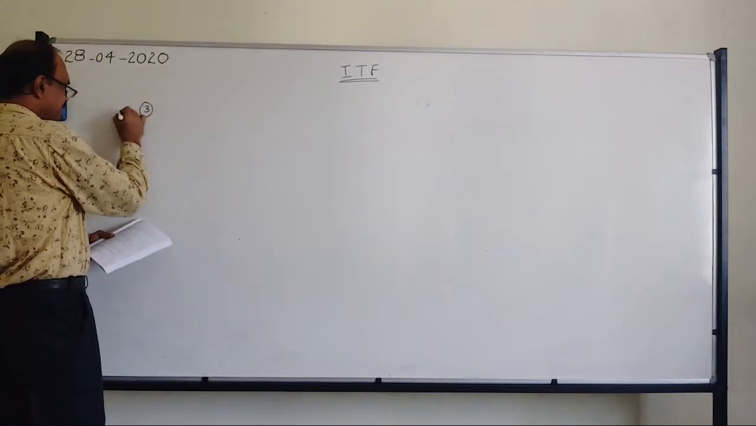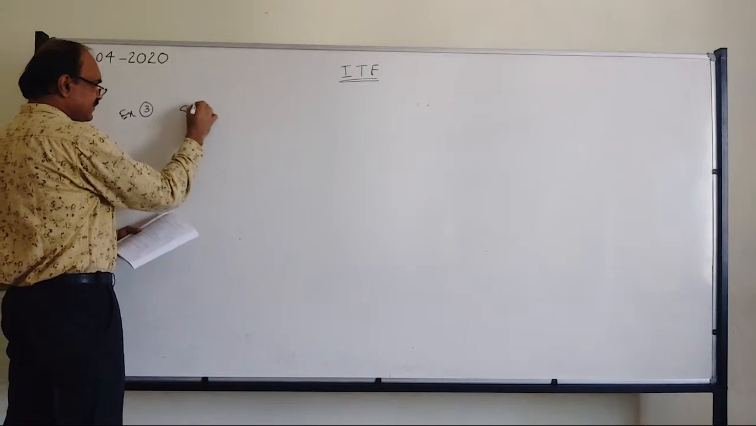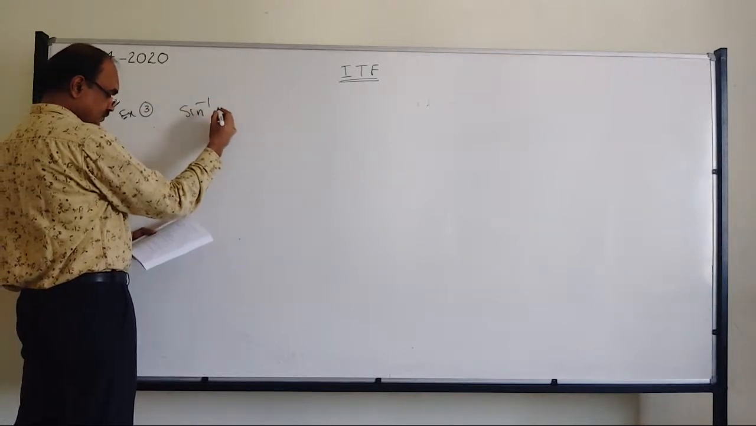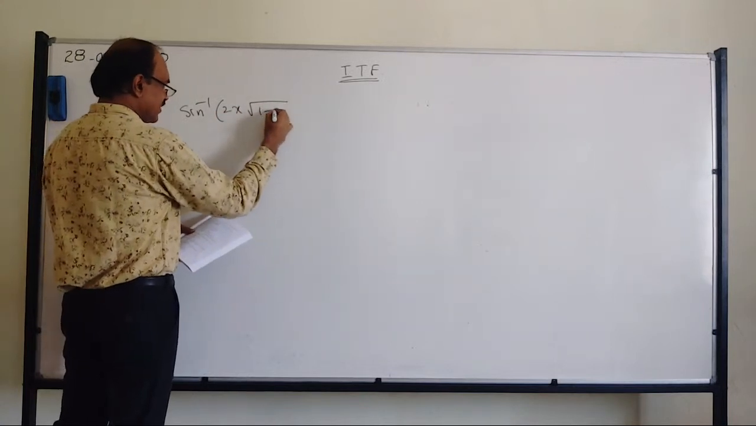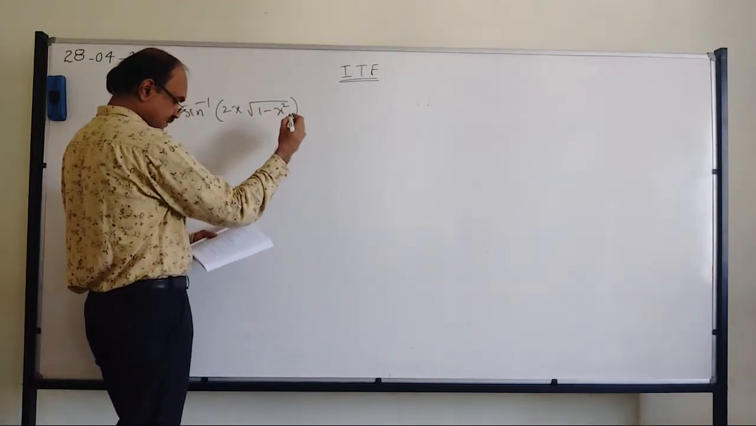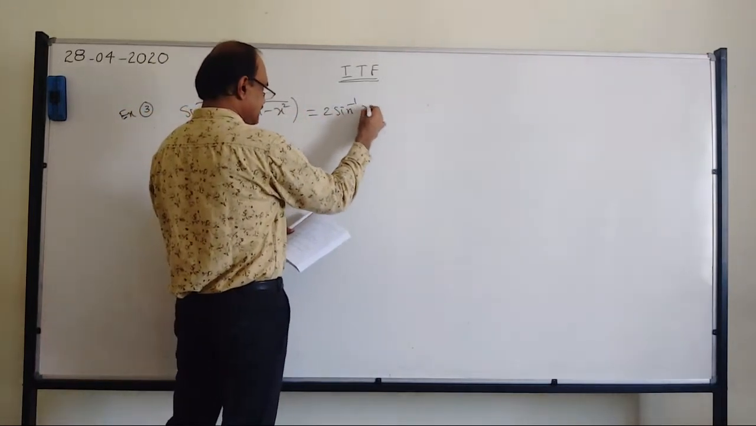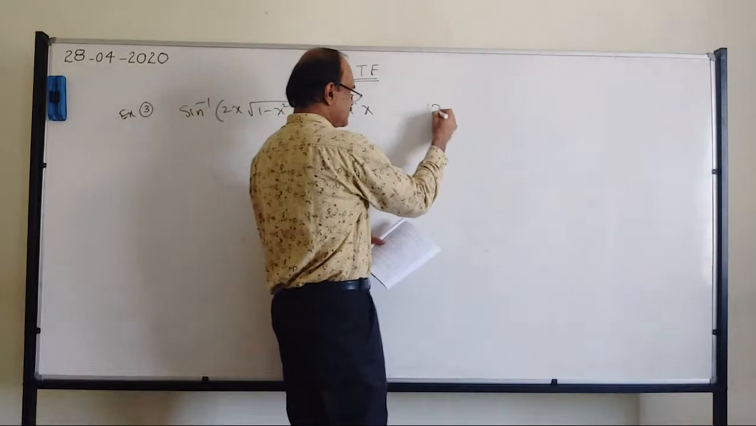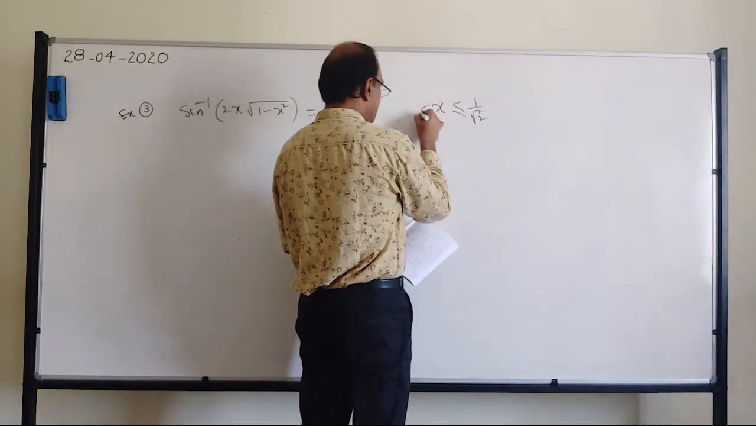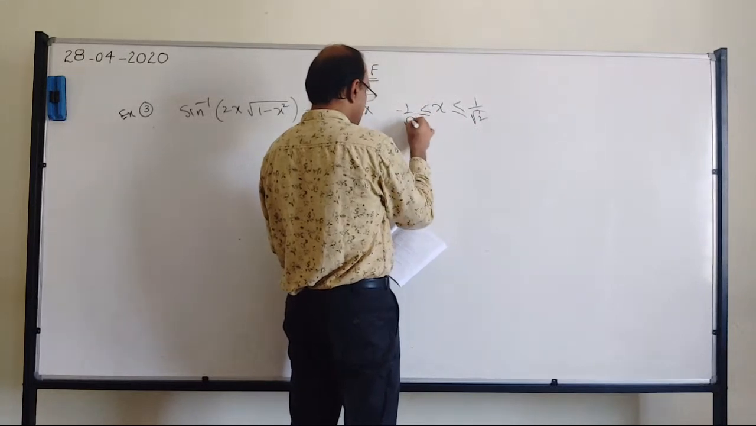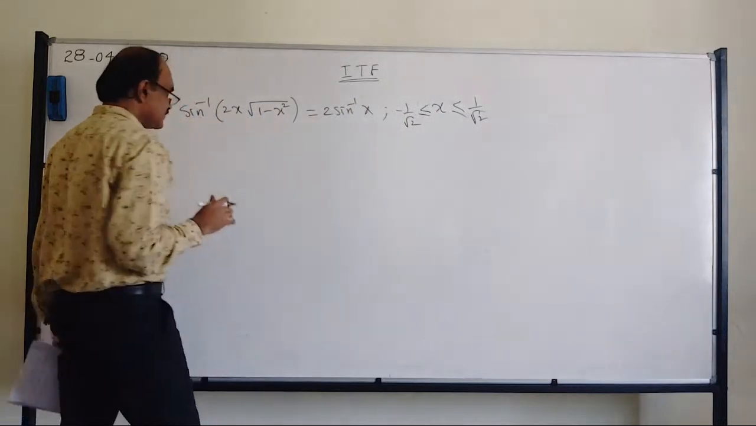Example 3. Quickly we'll finish this. Sin inverse of 2x square root of 1 minus x square is equal to 2 sin inverse x. Here x has some restrictions: x should be less than or equal to 1 by root 2 and greater than or equal to minus 1 by root 2. We don't have to bother too much about this. So let us look into this one.